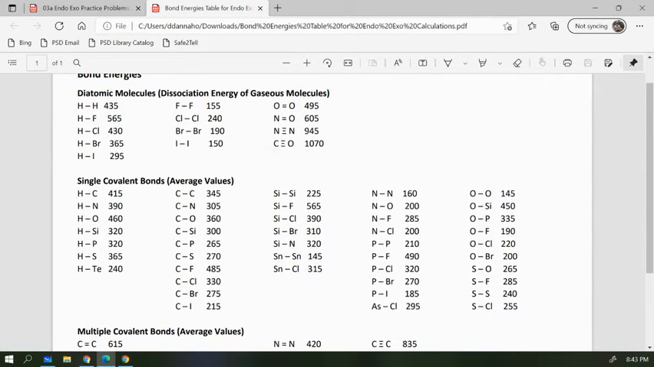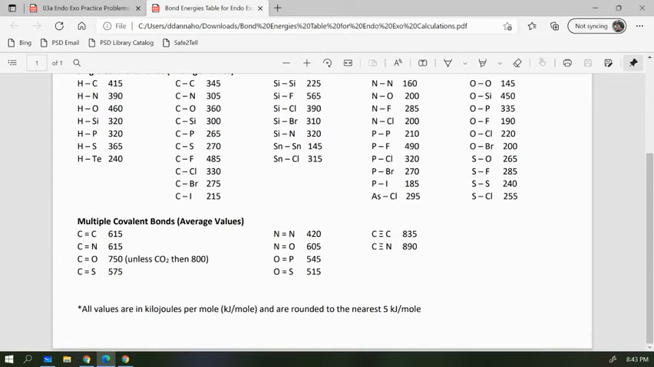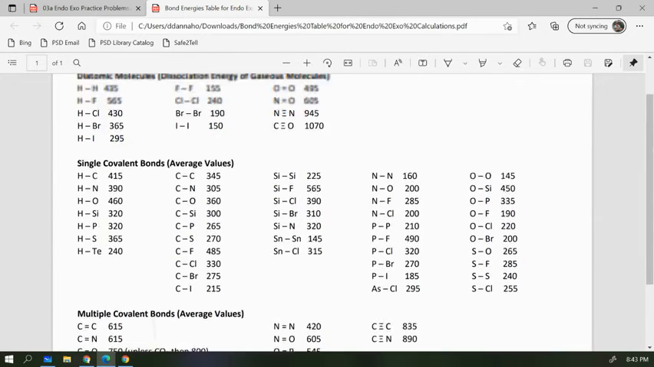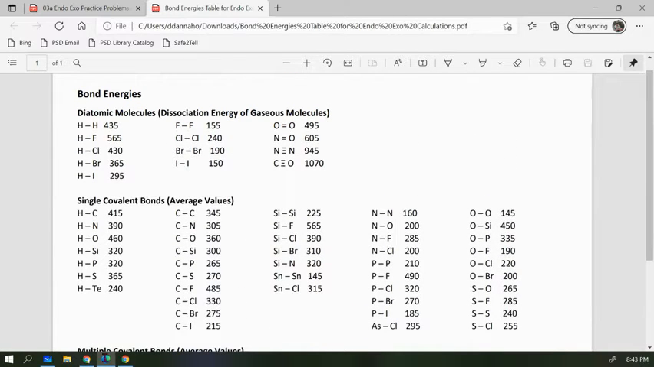Now up here, these are all single bonds on the top. But if we scroll to the bottom, you see, okay, here we've got some triple bonds and we have a triple bond here. And that's a double bond. Where's our nitrogen-nitrogen triple bond? Oh, it's up here, sorry. This is our nitrogen-nitrogen triple bond up here. So sometimes you have to look around for them. But the energy for a nitrogen-nitrogen triple bond is 945, and all of these energies are in kilojoules per mole.